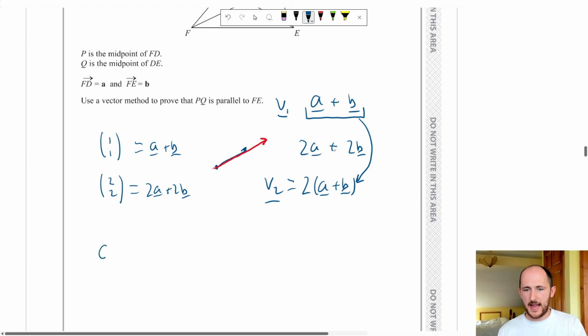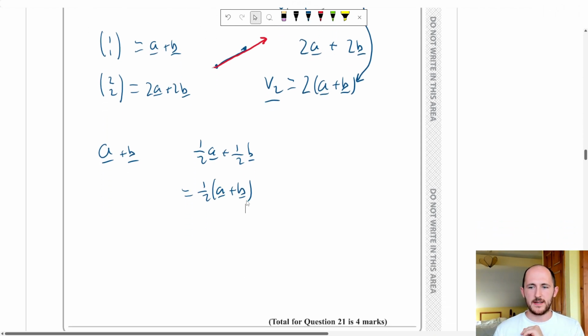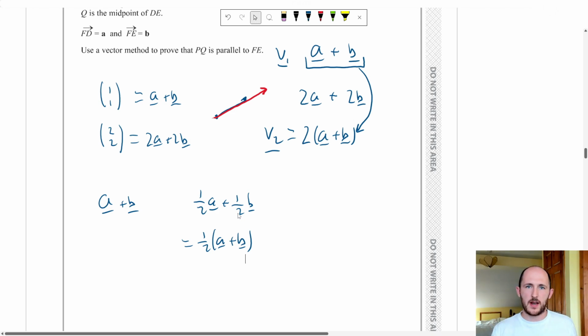So again, if I have a + b, and I have something like a half a + a half b, again, we can factorize out 1/2. So the aim of this game, so to speak, is to work out the vector PQ, work out the vector FE, and try and factorize it so we can write one vector in terms of another. So again, for example, if it was a + b and then a half a + half b, my goal is to write it in the form where I will have (a + b) inside a bracket. That's the end goal for this.